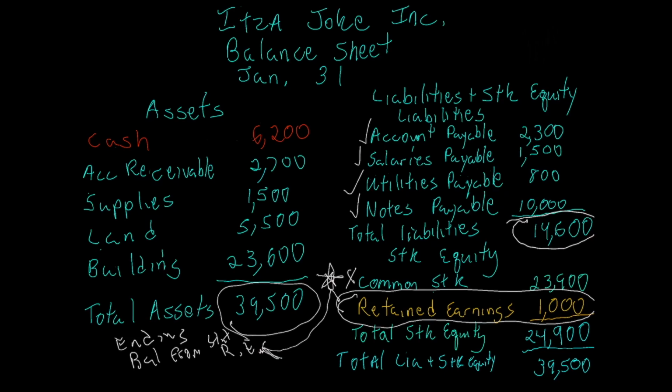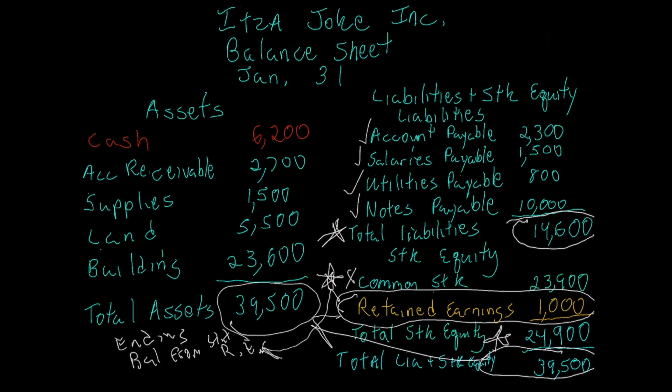And so once we add up our total stockholders' equity, we get a number of $24,900, which we have to add to our total liabilities. And that gives us a total liabilities plus stockholders' equity of $39,500, which happens to equal our total assets, thus creating in full a proper balance sheet.